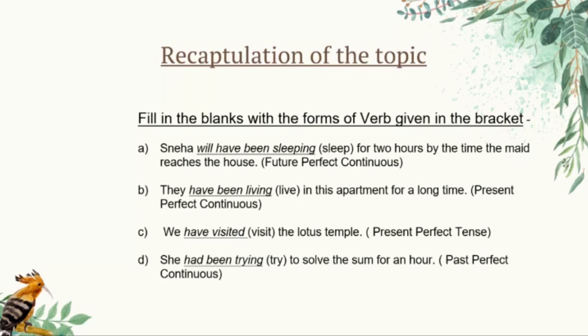Second sentence, they dash live in this apartment for a long time. We have to fill this with present perfect continuous and the verb is live. The sentence will be, they have been living in this apartment for a long time. Third sentence, we dash visit the lotus temple, and we have to fill it with present perfect tense. So it will become, we have visited the lotus temple.